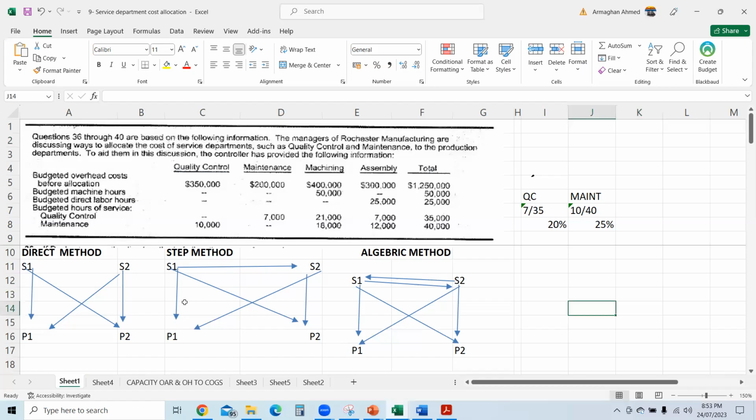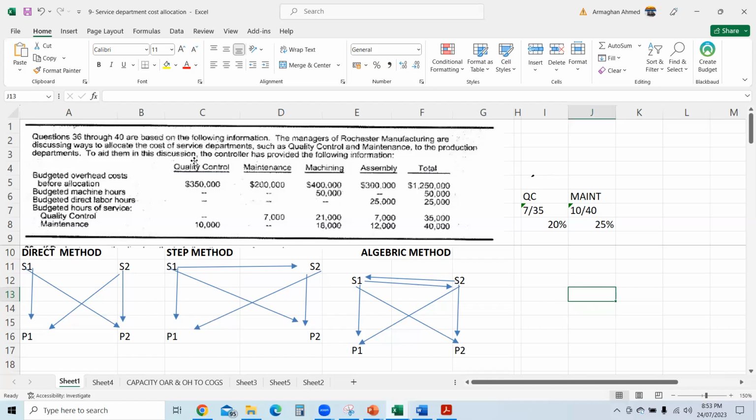But suppose it is not mentioned which service department to close, then you have to make a decision about which department to close first. How will you make the decision? The department that is providing more service to the other department should be closed first. So how will we find out?